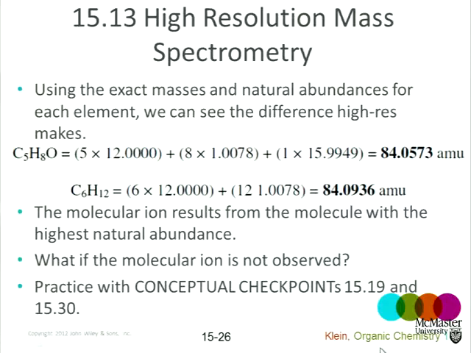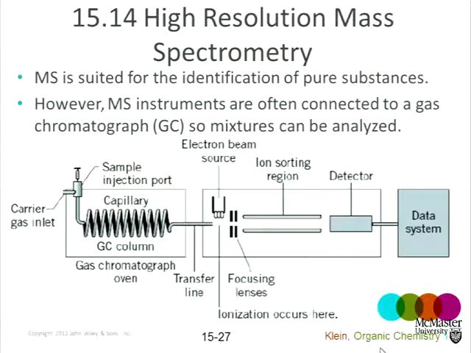So if we have an unknown compound with molecular weight 84 and we measure the mass very accurately, we can get an accurate high-resolution mass that will allow us not just to determine the molecular weight of the compound, but actually to have a pretty good guess at the molecular formula. So we can do that.